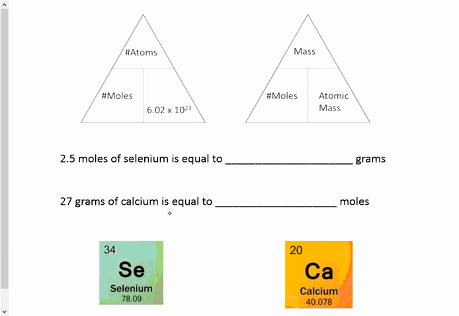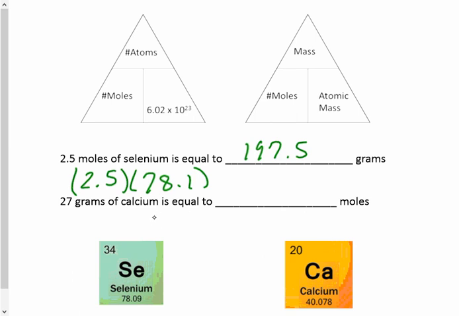Now what about our second triangle when we're dealing with moles and atomic mass? Let's try the example. We've got 2.5 moles of selenium. We want to know how many grams that is equal to. Okay, that means I'm solving for mass. And it says take the number of moles and multiply by atomic mass. If I cover that over, well, I've got selenium right here. That's about 78.1. So I'm going to take 2.5 and multiply that by 78.1. Okay, and that's equal to 197.5 grams.